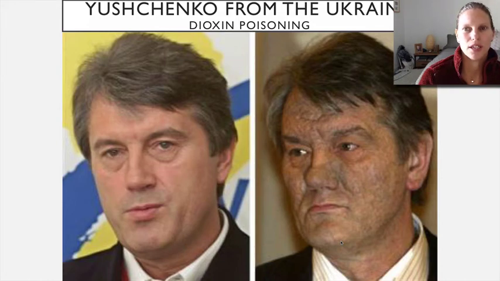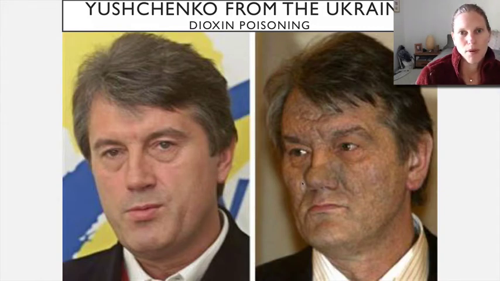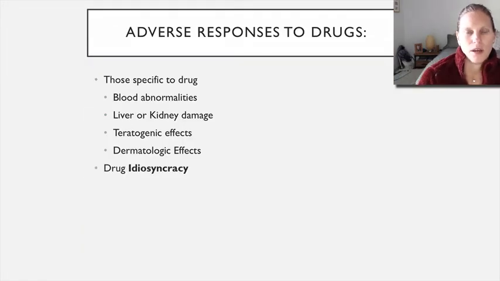This guy Yushchenko is a good example because it was in the media. This is a while ago now, but this is a Russian Ukrainian politician who was being poisoned over time by dioxin, and so they were seeing changes in him based on the exposure to the drug. I don't remember exactly the circumstances around this, but this was a good example of a visual of a toxic drug effect. And if you know about dioxin, then you would be able to say, oh, this looks like a drug response, potentially. So those are adverse responses to the drugs.